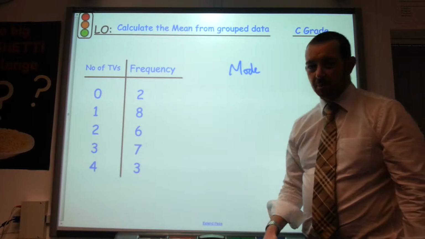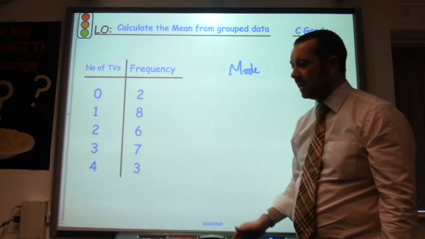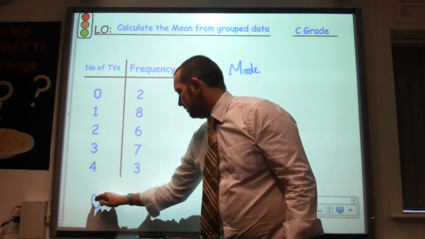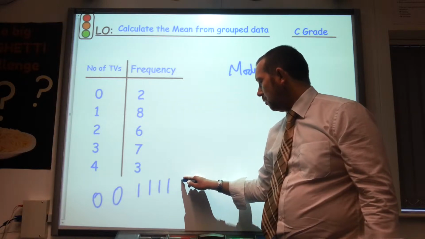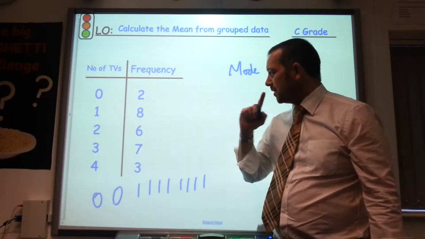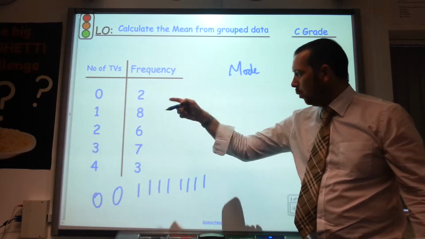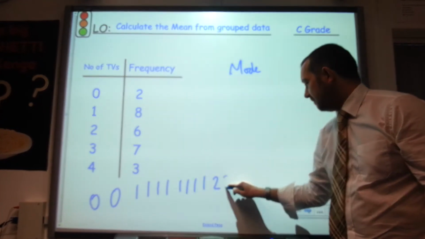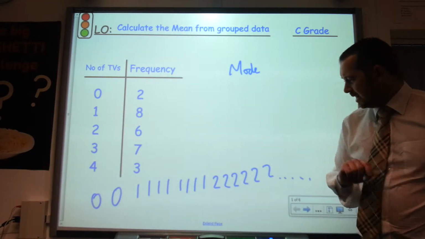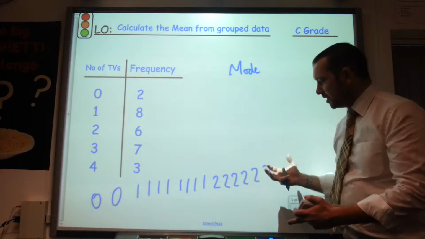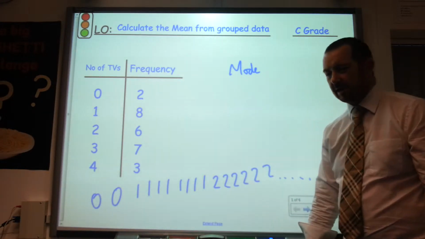Really, instead of having the table, I could have had all the separate numbers just written in a list. So I could have had 0 TVs and 0 TVs and 1 TV, 1, 1, 1, 1, 1, 1, 1, and so on. Because what I've got there is 2 zeros, 8 1s, then 6 2s, and so on. Then I could have looked at which number occurs the most. But rather than having this big list, I've put it in a table to make it look slightly easier.